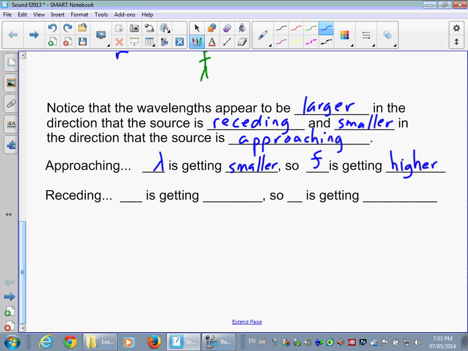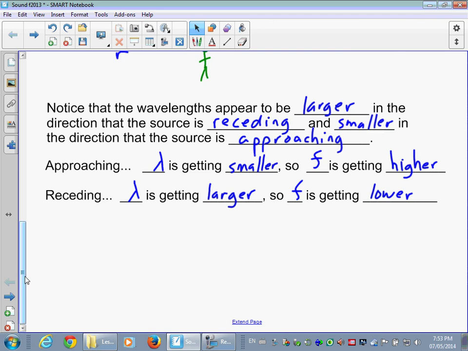When the object is receding, then lambda is getting larger. So the frequency is getting lower. So in the approaching case, the frequency is higher than it would normally be if it was standing still. In the receding case, the frequency is lower than it would be if it was standing still. So the effect is even more noticeable because it goes from too high to too low. At no point in time is it normal. It goes immediately, once it passes you, from approaching to receding.